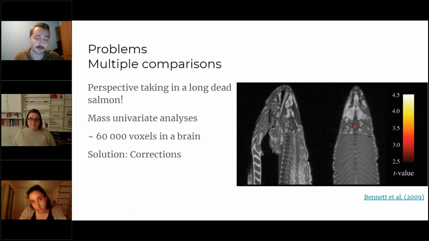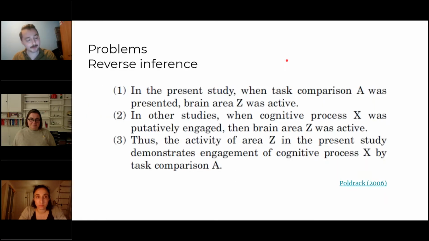And whenever in your readings you come across a paper that shows these kinds of maps, but it says uncorrected, or it doesn't explicitly mention that these statistical maps have been corrected for multiple comparisons, you should be very, very skeptical. The second problem that is also common to different neuroimaging techniques is called reverse inference.